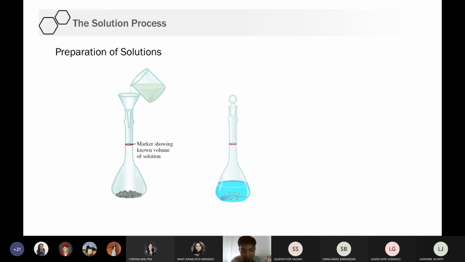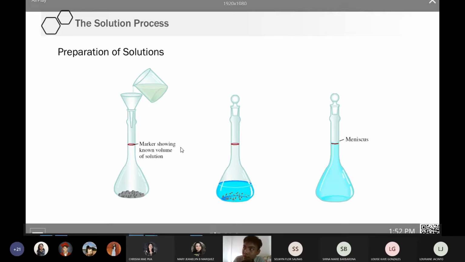So, yeah. And then lastly, sa qualitative part, so how do we prepare solution? Okay, so last time, nakwento na natin yon. You have your volumetric flask. You will measure certain amount of your solute. Ilalagay mo siya sa loob ng vol flask. Then, you will fill it halfway with water. Ano yung susunod na gagawin? I-mix-mix mo yan, shake mo yan until your solute are completely dissolved. After that, you fill it up to the meniscus part.